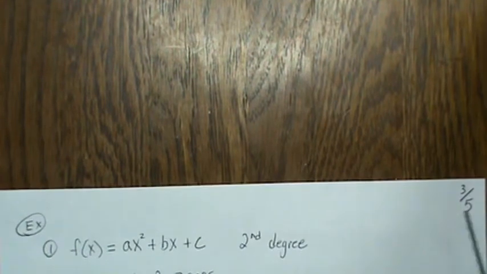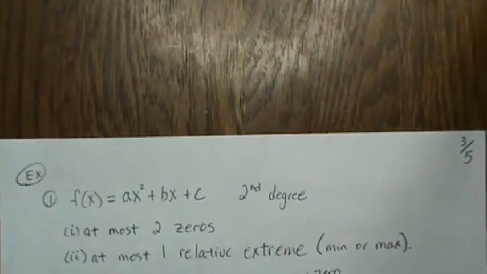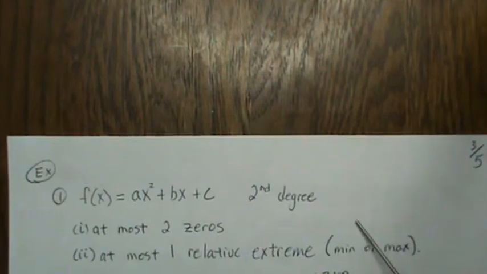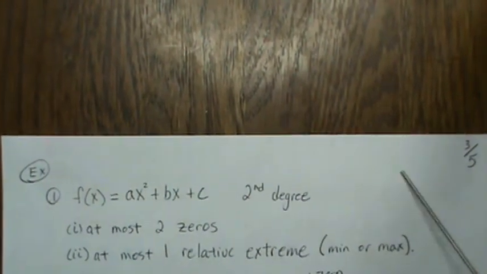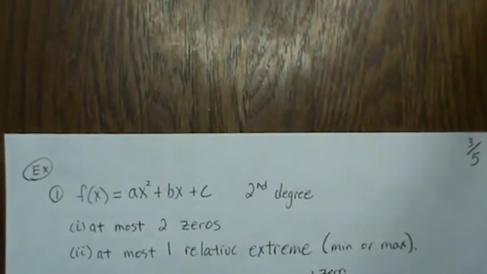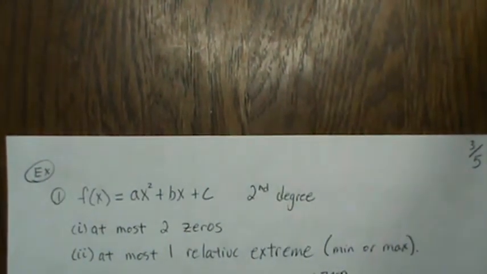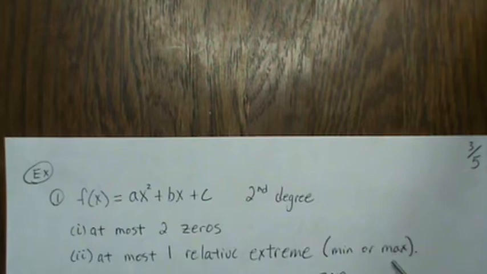And so let's do that. So at most 2 zeros and at most 1 relative extreme. And we know that this is true because that's a quadratic. It's U-shaped up or U-shaped down. So it can only cross at most 2 times, and it only has one hump. So it's either a relative max or a relative min.